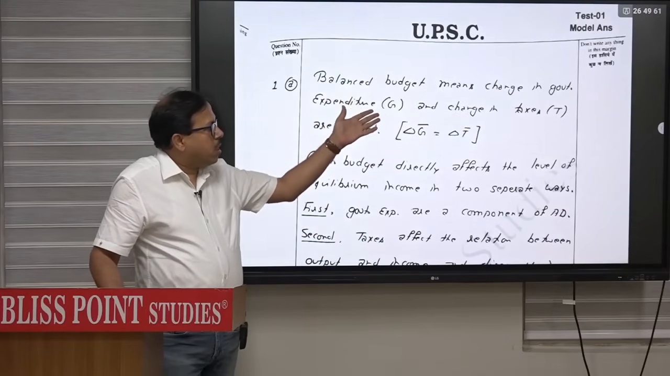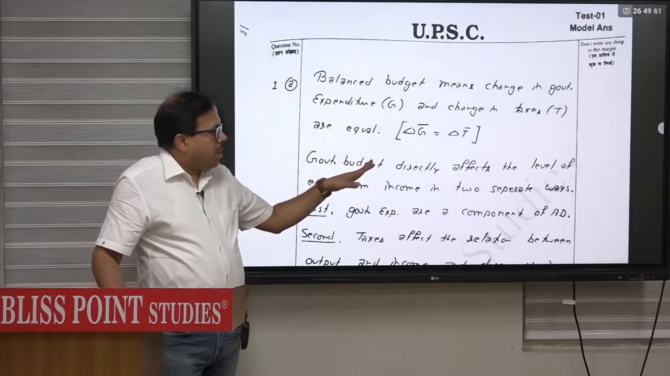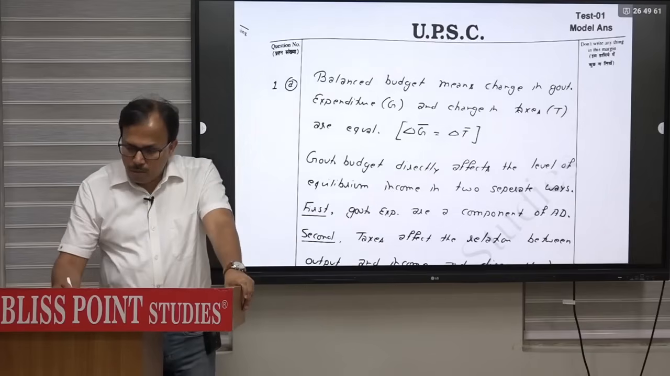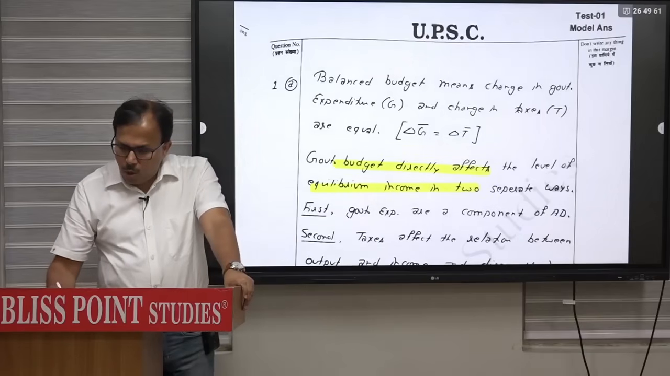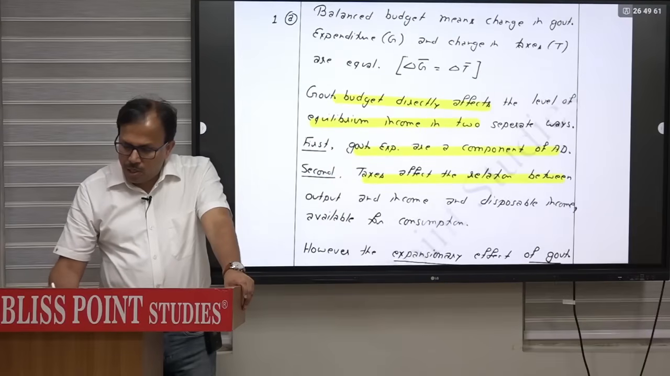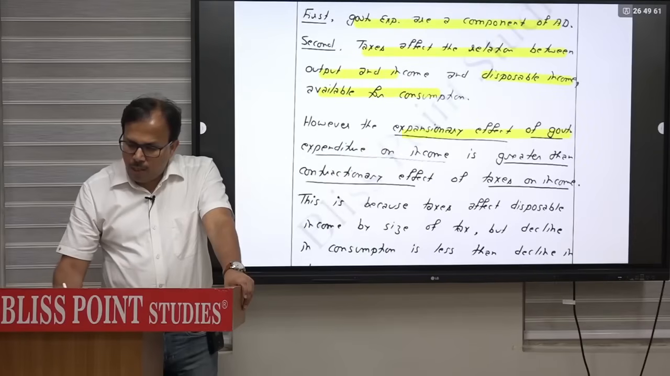Balanced budget means change in government expenditure and change in tax are equal. Government budget directly affects the level of income in two separate ways. First, government expenditure is a component of AD. Second, tax affects the relation between output and income and the disposable income available for consumption. However, the expansionary effect of government expenditure on income is greater than the contractionary effect of tax on income.